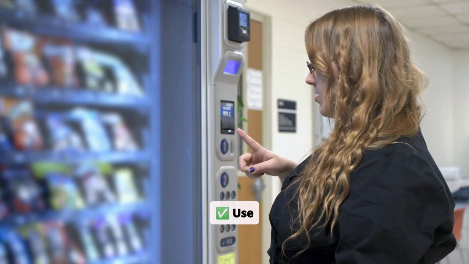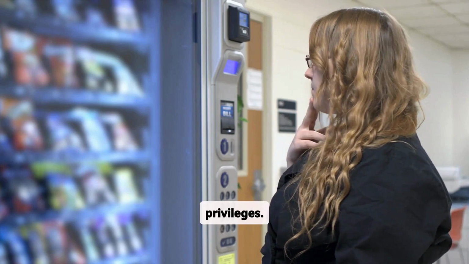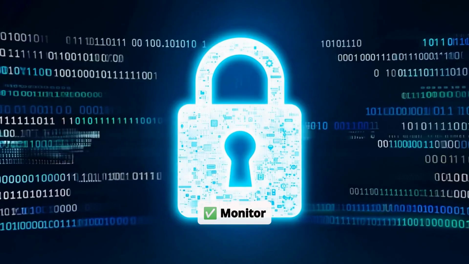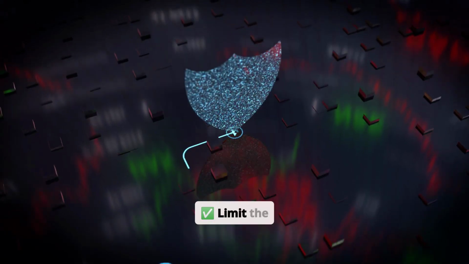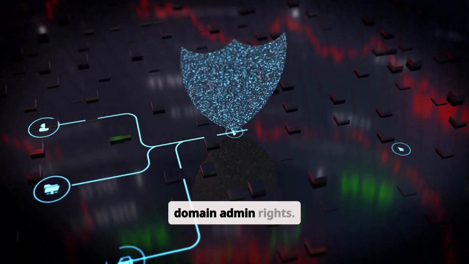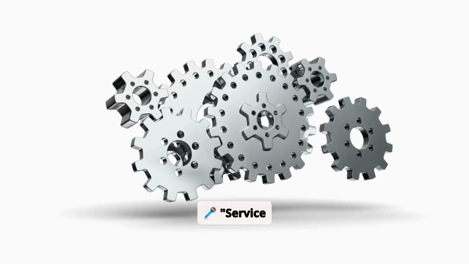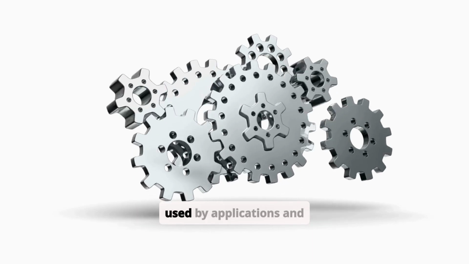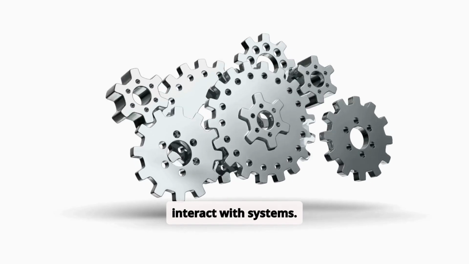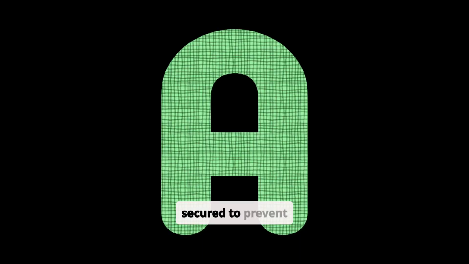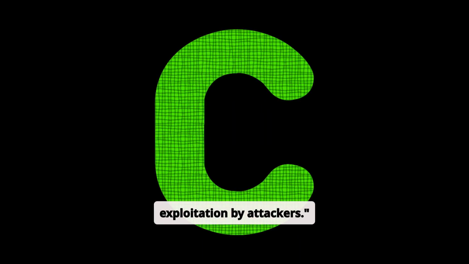Use just-in-time (JIT) access for administrative privileges. Monitor and audit privileged account activities. Limit the number of users with root or domain admin rights. Service accounts and API credentials are used by applications and automated processes to interact with systems. These accounts must be secured to prevent exploitation by attackers.